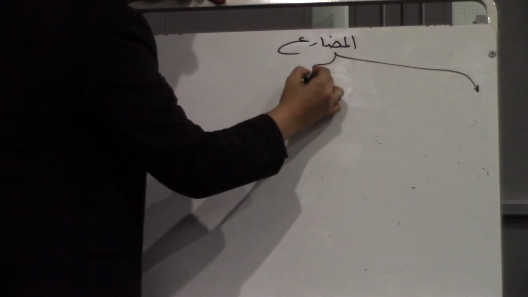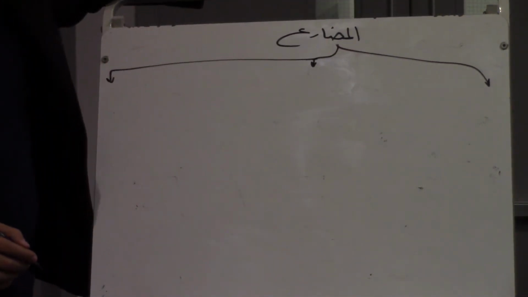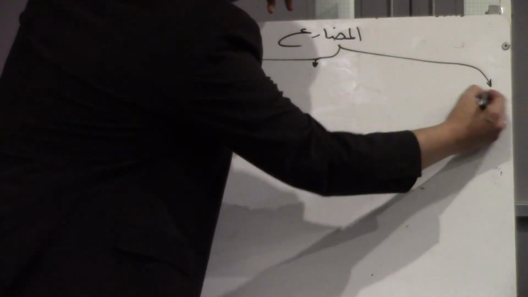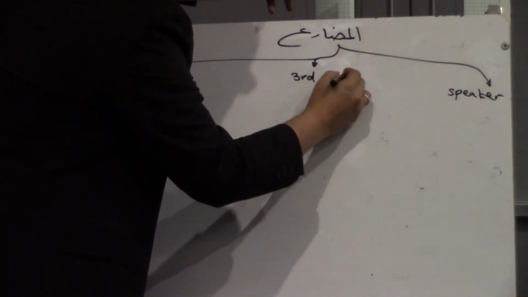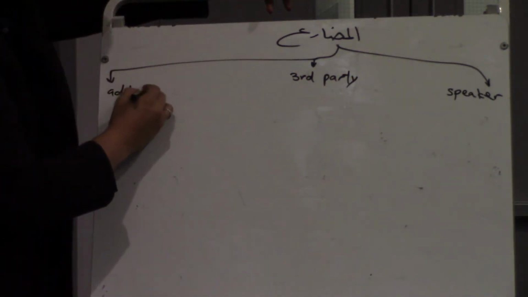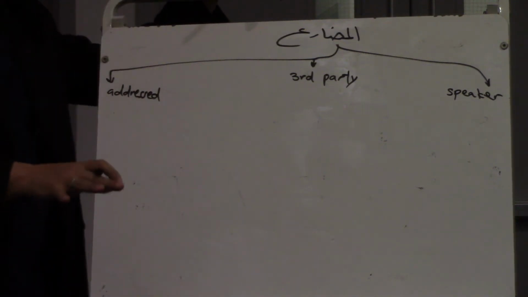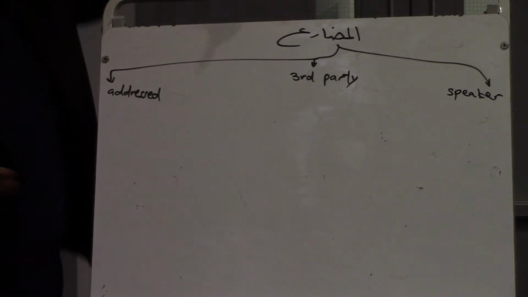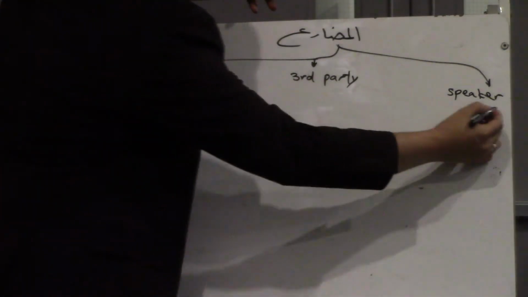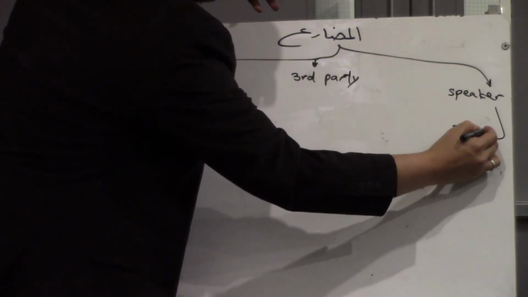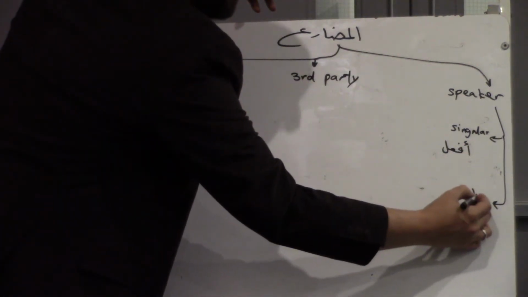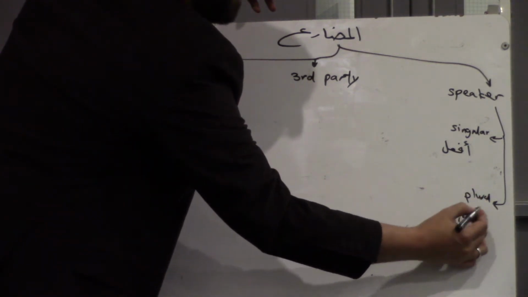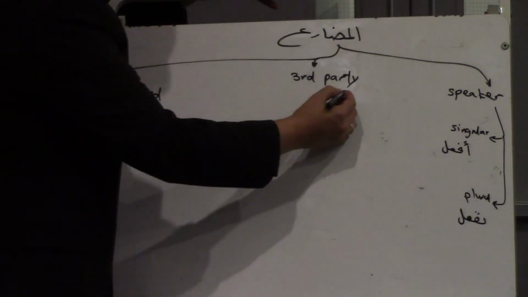So المضارع. We'll break it down to the categories that it has: speaker, third party, and addressed. Address means you're talking to the person. Third party is how you speak about someone. Speaker is how you speak about yourself. So speaking about myself, if I'm singular, I will say af'al, correct? And if it's plural, we'll say naf'al.